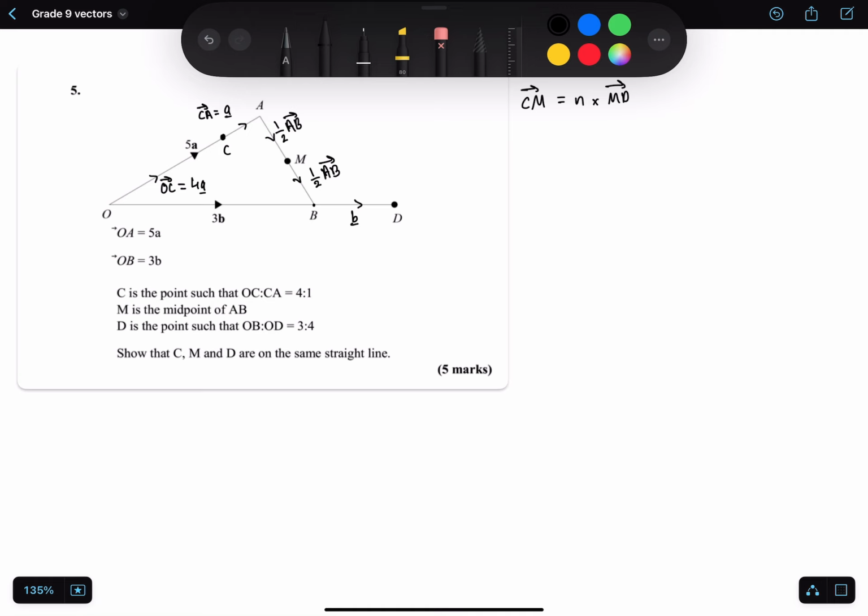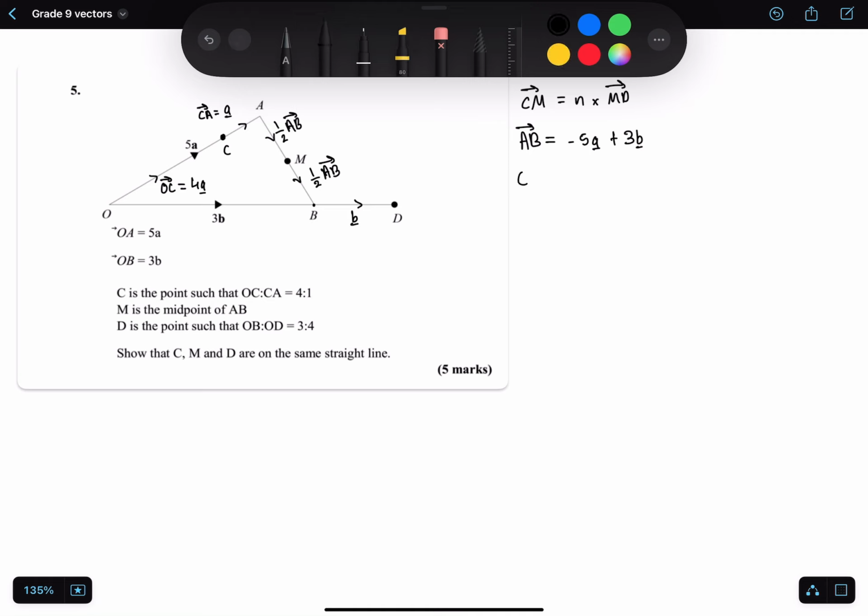So before we do anything, we want to start by defining what AB is. So the vector AB can be denoted by minus 5A plus 3B. So we've taken this path here, and we've taken this path here. It's just AO plus OB. When you do that, you now have AM, the value of AM.